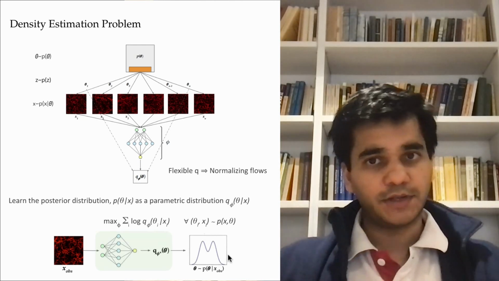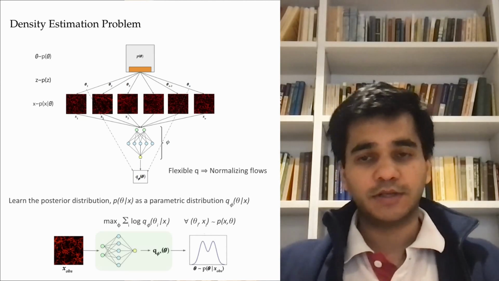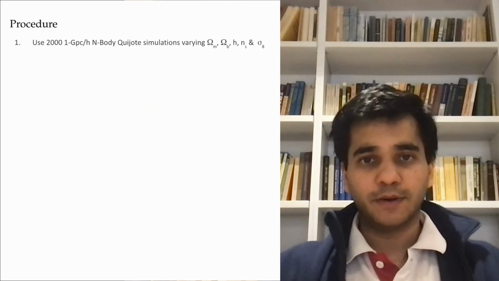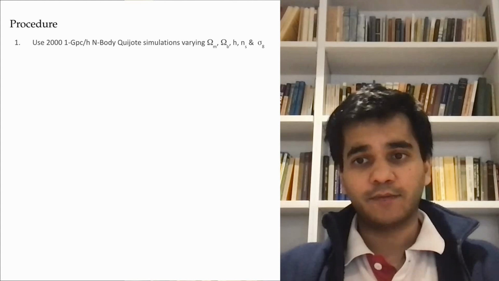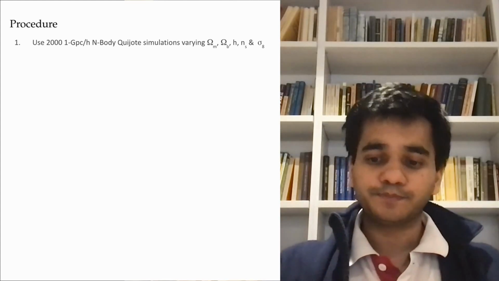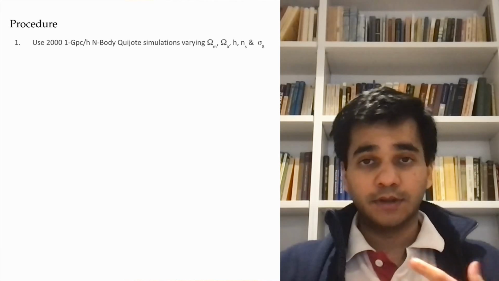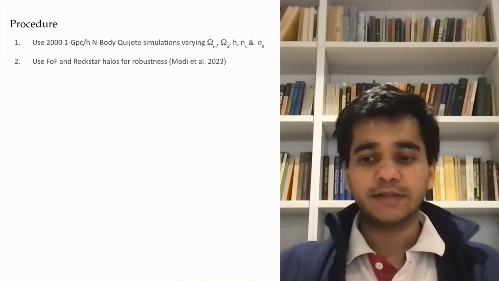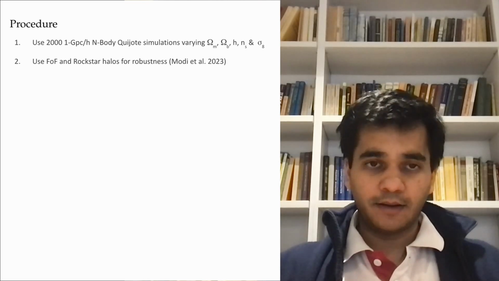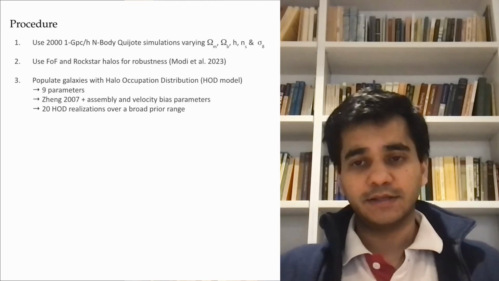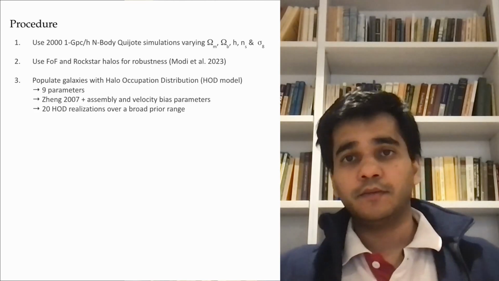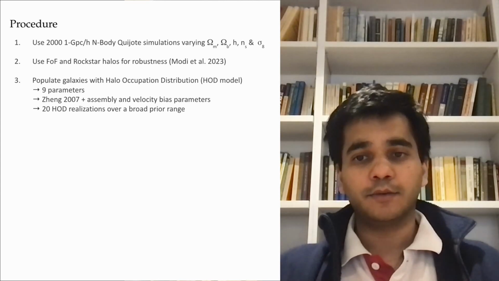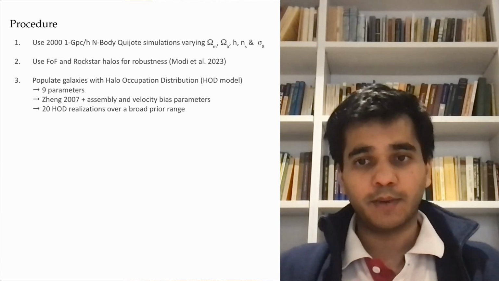Now, this is a general methodology, and for this particular data challenge in cosmology, we follow this procedure more concretely. So we use the 2000 n-body simulations from this Quijote simulation suite, which varies these 5 cosmology parameters over a broad Latin hypercube. In every simulation, we find dark matter halos using both Friends of Friends and Rockstar halo finding techniques for maximum robustness. And then each of these halo catalogs, we populate them with galaxies using a halo occupation distribution model. In particular, we use a 9-parameter HOD model, which has the 5 parameters from the 2007 Zheng model, and 2 parameters for assembly bias and 2 parameters for velocity bias.